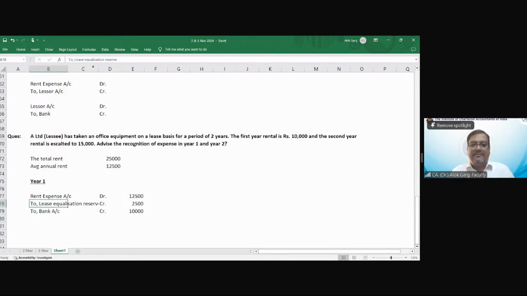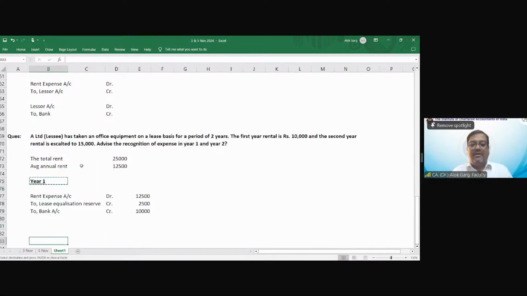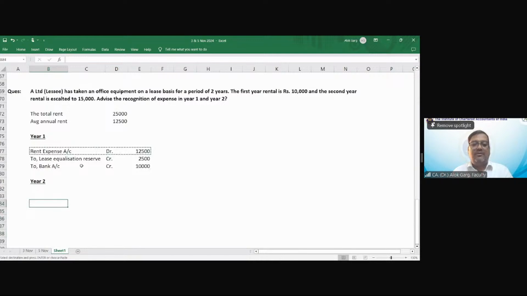Did you understand or not? What is the next entry in year 2? What entry will be there in year 2? Year 2, rent expense account debit. How much will the debit be? 12,500. To bank account credit. How much? 15,000.